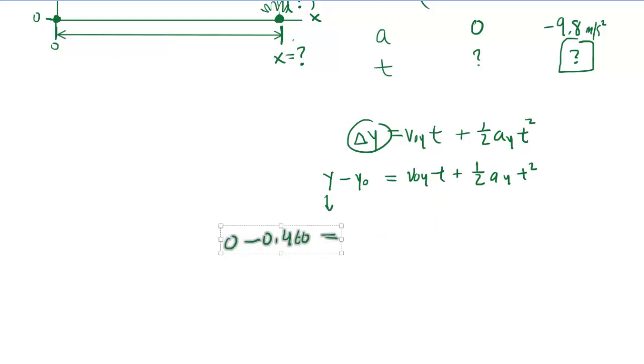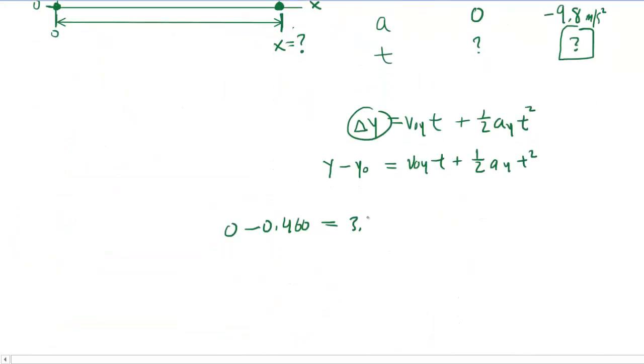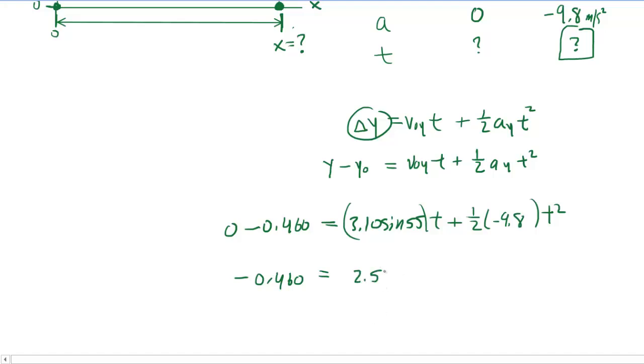We're definitely going to need to slide this over as well. So again, that was 3.10 times the sine of 55, times the unknown time, plus 1/2 times negative 9.8, and then times time squared. So the left-hand side is easy. It becomes negative 0.460. Let's do 3.10 times sine of 55 on our calculator. We're going to get about 2.54 t. And then this half times negative 9.8 becomes minus 4.9 t squared.